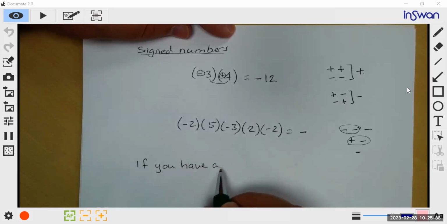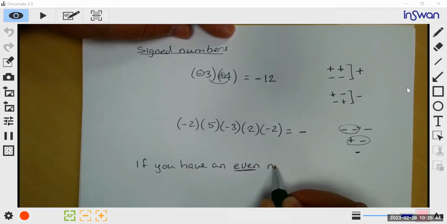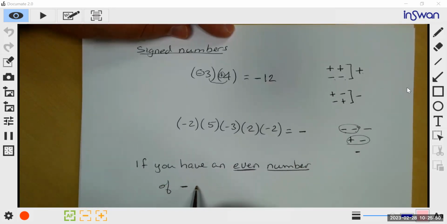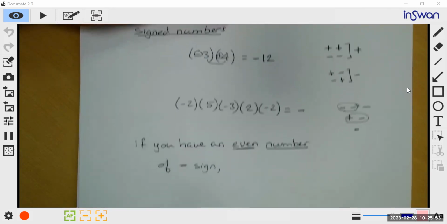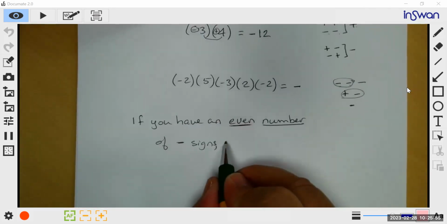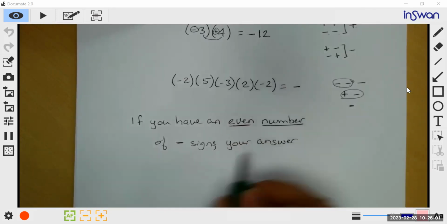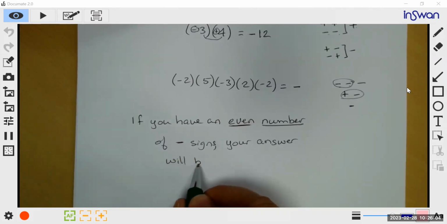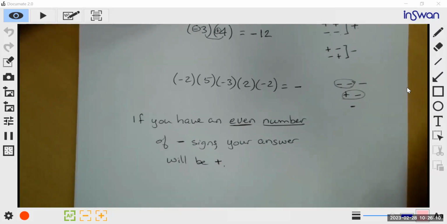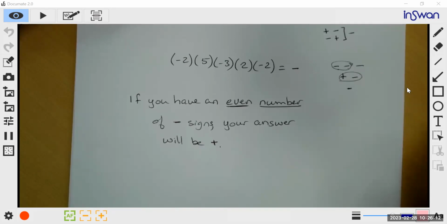If you have an even number of negative signs, your answer will be positive. If you have an even number of negative signs in your entire equation that you're multiplying, your answer is going to be positive.